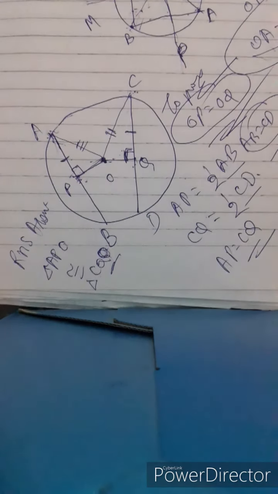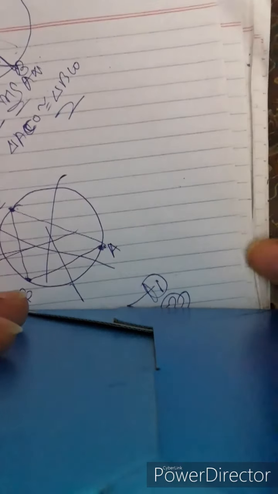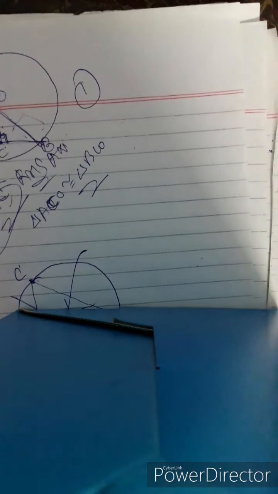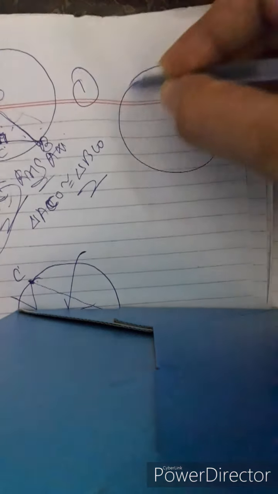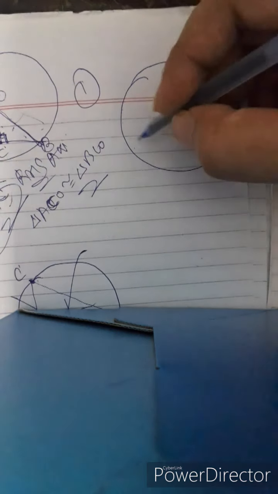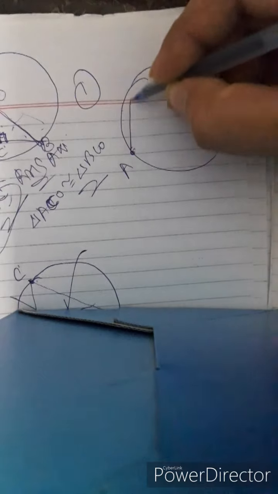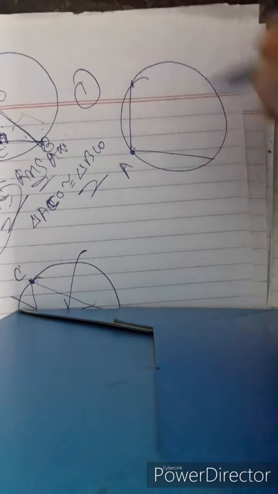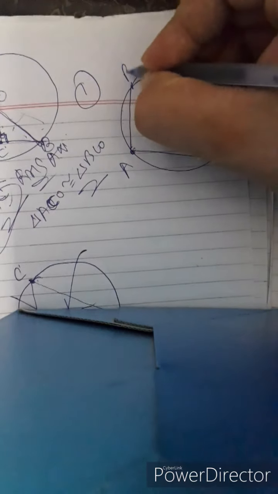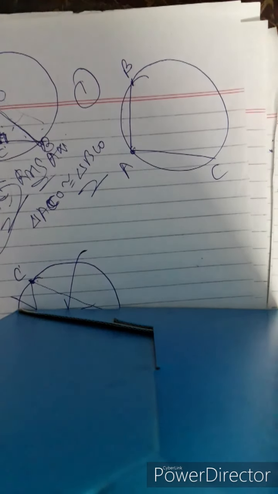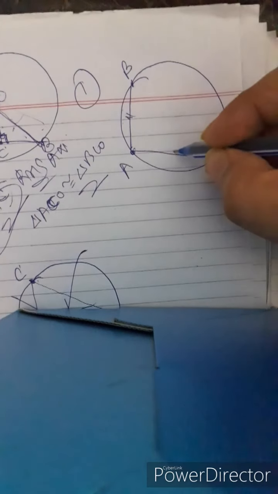Now we will take a look at some important theorems regarding the chord of a circle. One important result is that the angular bisector of the angle between two equal chords of a circle passes through the center. Suppose this is a circle. At point A, we draw two equal chords of the circle, one is AB and another is AC. These are two equal chords of the circle.